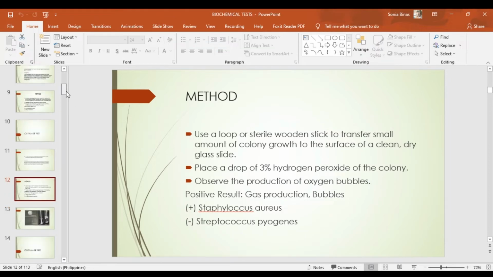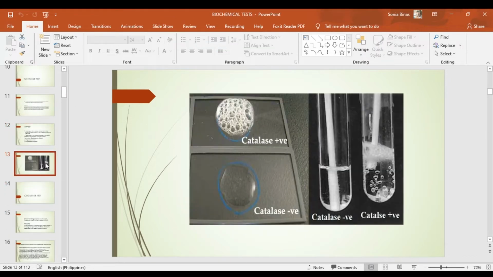So, ito yung magiging itsura ng ating catalase test. Yung sa taas po natin, ng ating catalase positive, makikita po natin na meron siyang copious bubbles. While the negative catalase test, ito sa baba, mananatili siya or no bubbles produced.